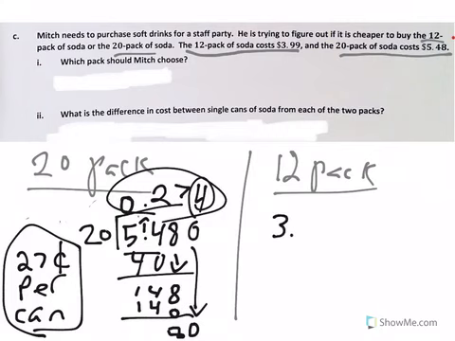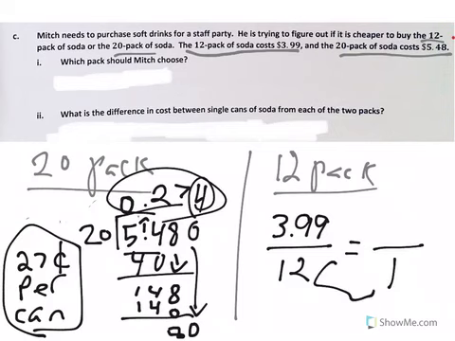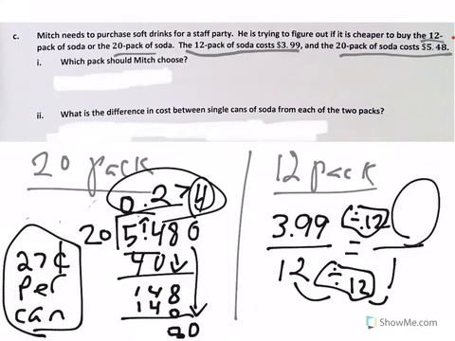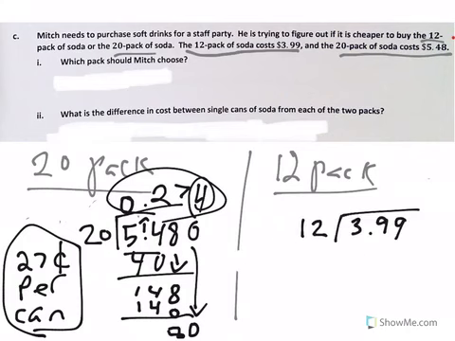12-pack, we're paying $3.99 per 12 cans. We want to know how much you would pay for one can, so we're going to divide by 12 to get 12 divided by 12 equals 1. And up here we're going to do the same thing, $3.99 divided by 12 to give us our per can answer. Okay, $3.99 divided by 12.